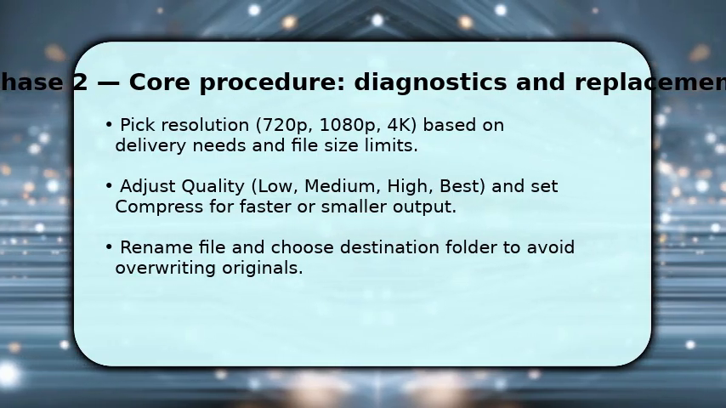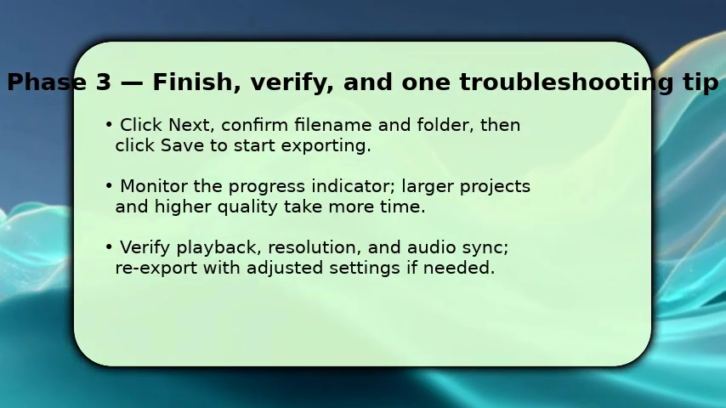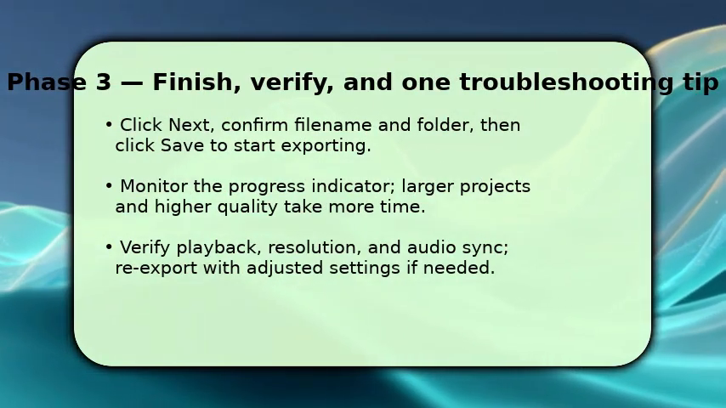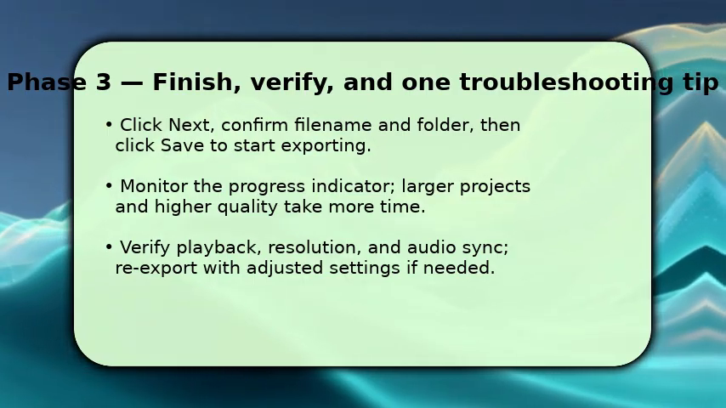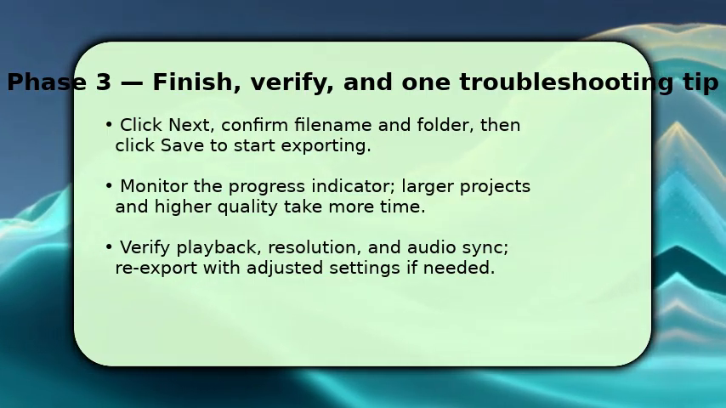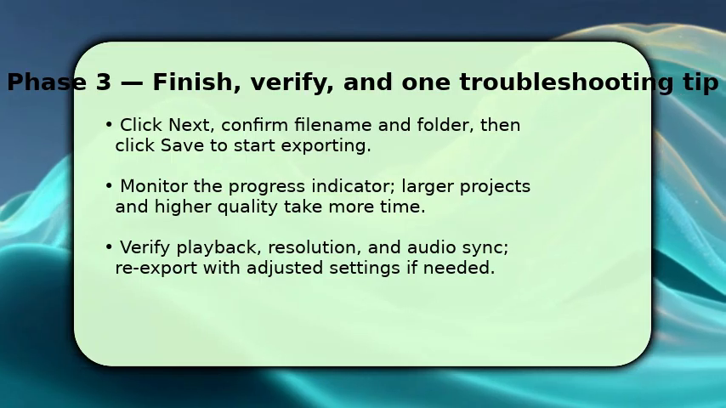Click Next, confirm the file name and destination, then press Save to begin exporting. iMovie will encode the video and show a progress bar. While encoding, make sure your Mac stays awake and has free disk space. Interruptions can corrupt the file.